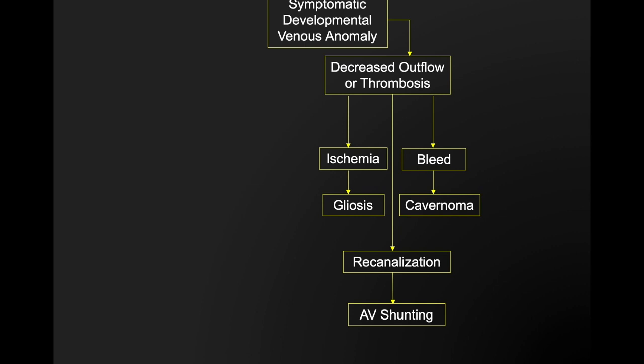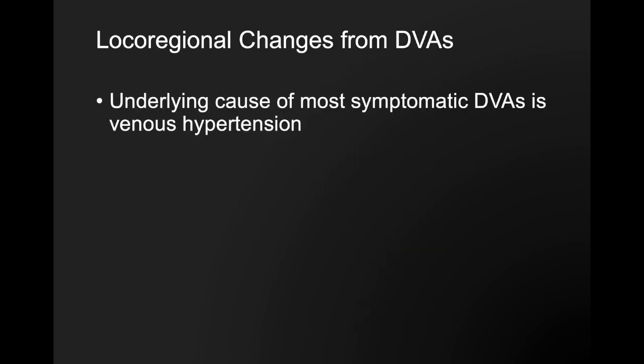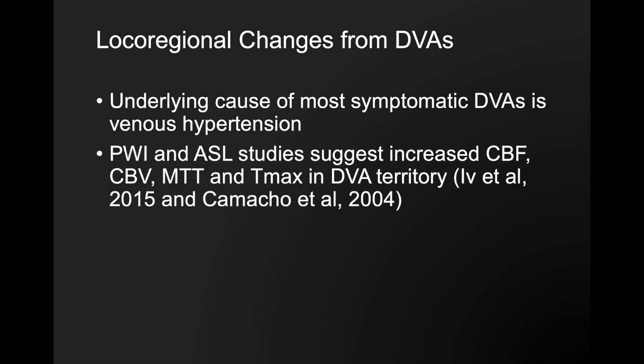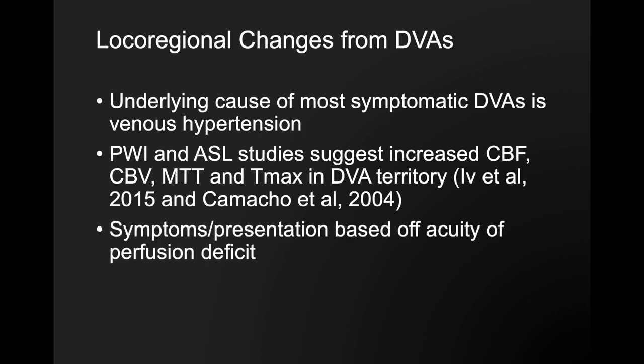So thrombosis of DVAs, this is probably the principal mechanism by which these lesions become symptomatic. So, the most common underlying cause of DVA causing symptoms is venous hypertension. And there have been a number of perfusion-based studies that have shown that there is increased cerebral blood volume and to some extent increased cerebral blood flow in the territory of the DVA. So there are some perfusion abnormalities in these areas.